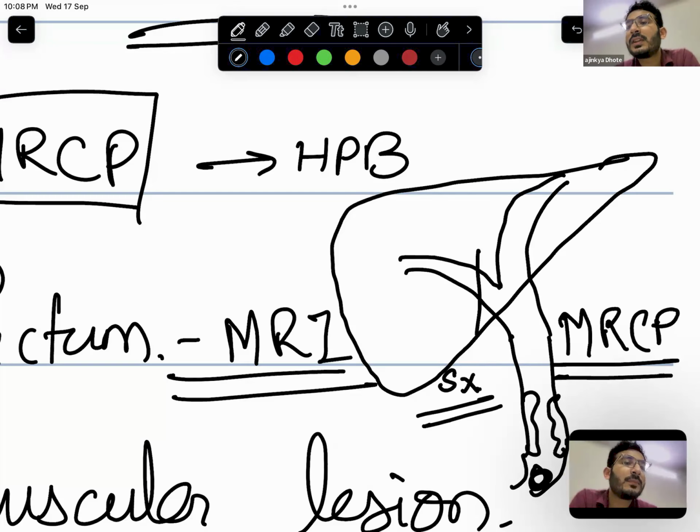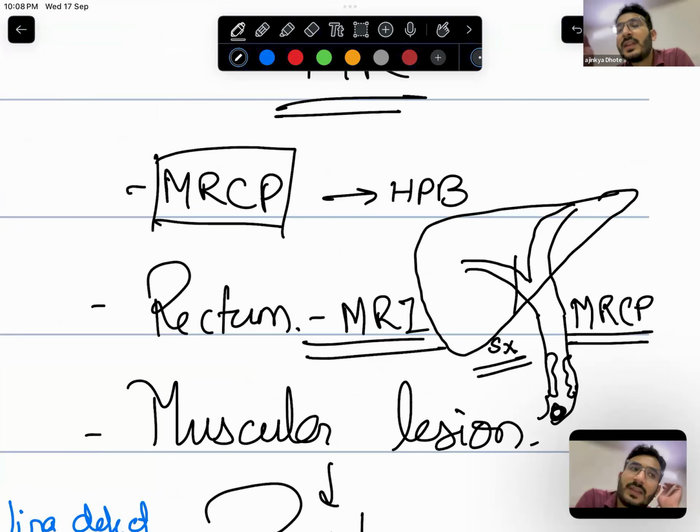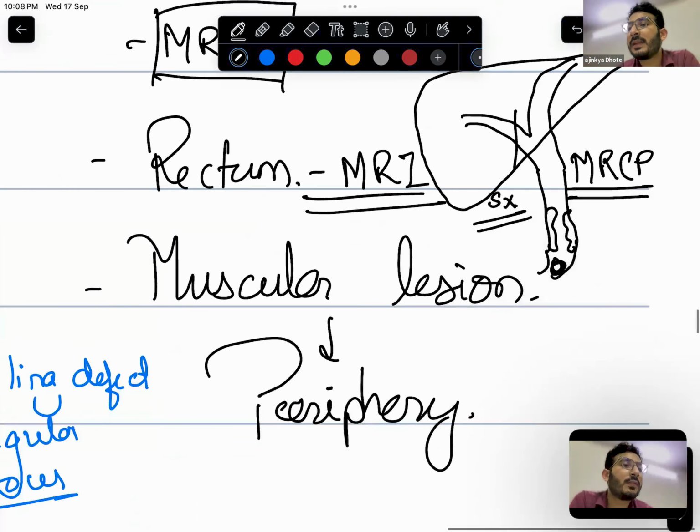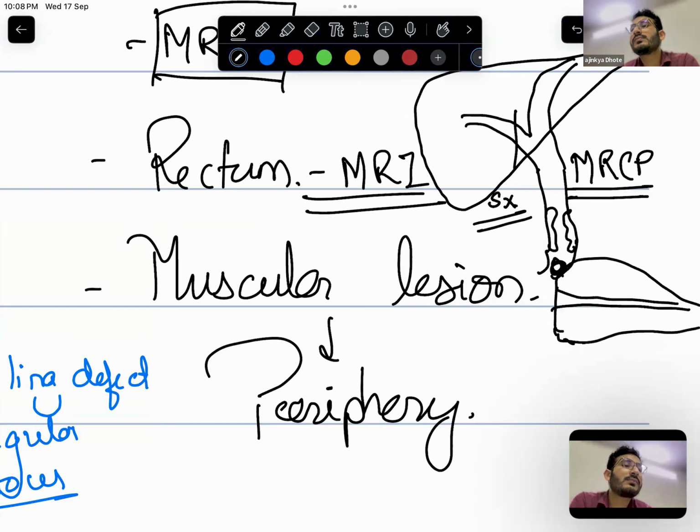Okay, so that is important. Many a times you are asked where we do MRCP. Biliary pathologies, MRCP is great. Okay, even for the pancreas. Okay, this tract is also easy. So that is what you should know.